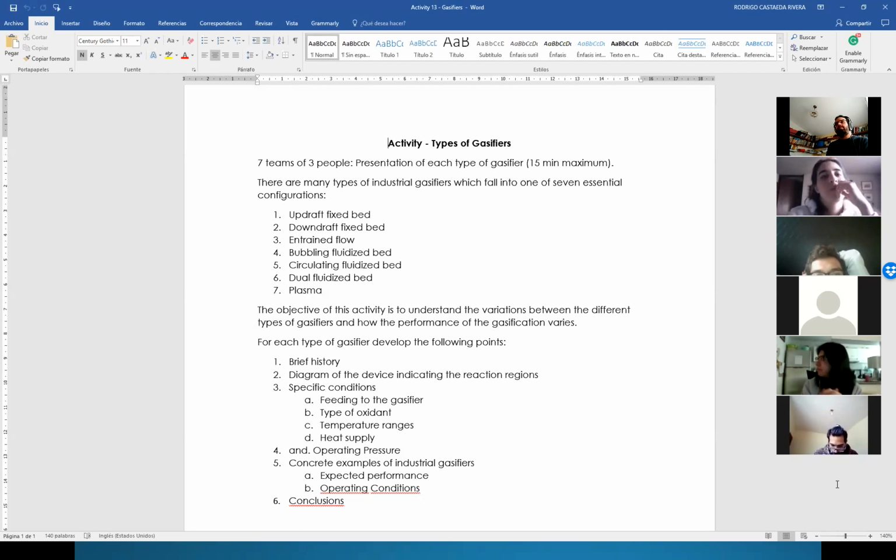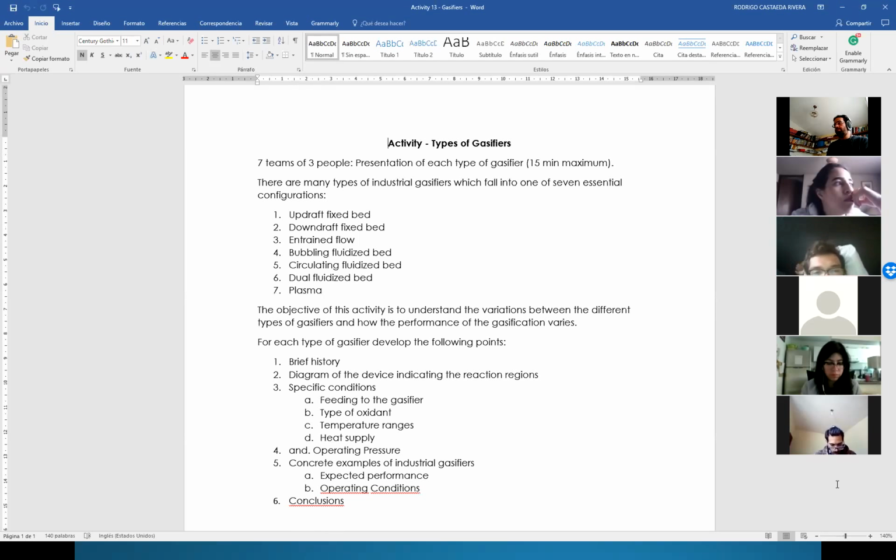There is the updraft fixed bed, the downdraft fixed bed, the drain flow, the bulk fluid side bed, the circulating fluid side bed, the dual fluid side bed, and the plasma bed. Well, the plasma gasifier. Okay? And for those, the objective of the previous series is to understand the variations between the different types of gasifiers and how to perform the gasification variables. For each type of gasifier, you have to develop the following points.